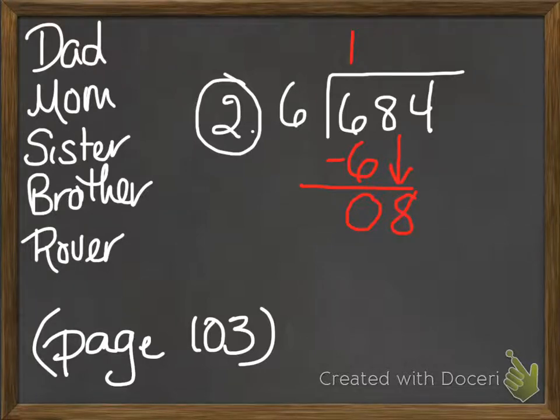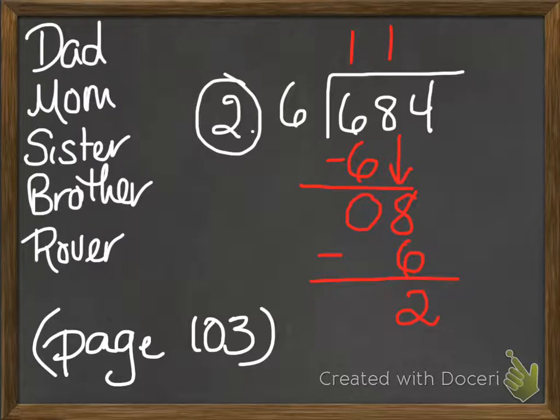Rover repeats. So I start all over again. So 8. Remember, even though that 0 is in front of it, it's still just the number 8. 8 divided by 6. So I can only put 6 in there one time. So 1 times 6 is 6. Mom multiplied and got 6. Sister subtracts. 8 minus 6 is 2.